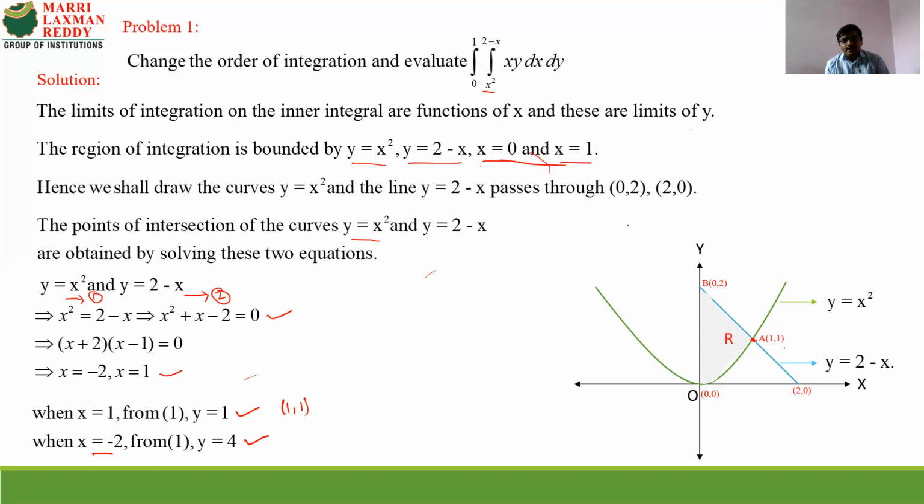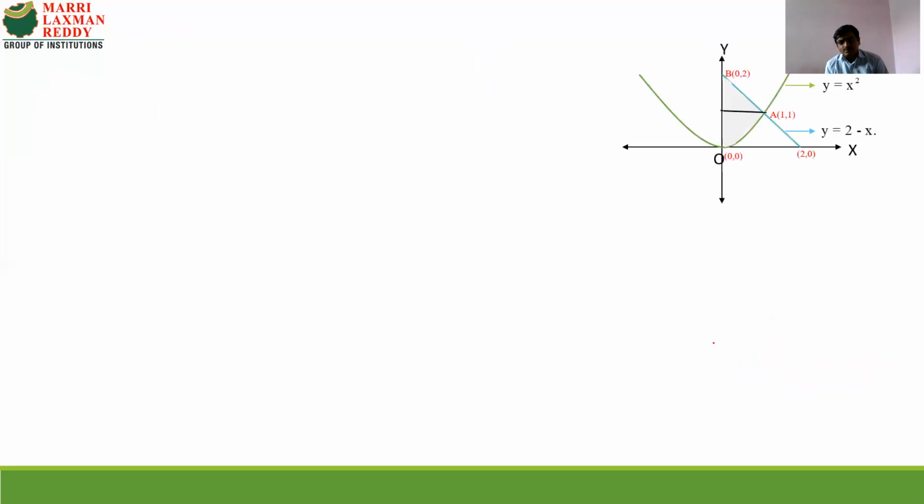Now in the problem, the y limits are in terms of x. Whenever we have y limits in terms of x, we have to draw a vertical strip parallel to the y-axis in the region R. Now we have to apply the change of order of integration. When you apply the change of order of integration, this vertical strip will be converted to a horizontal strip.